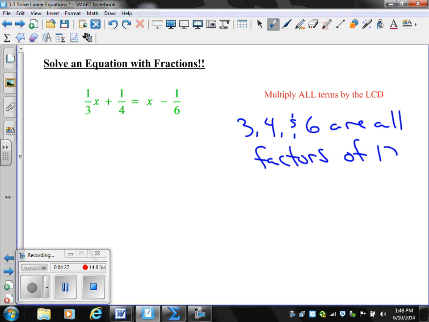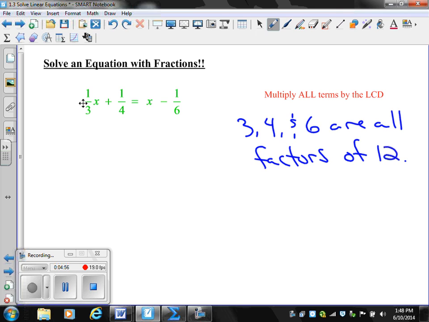So that's certainly a common denominator. If you ended up with saying that 3, 4, and 6 were all factors of 24, that would be okay too. We'd get slightly bigger numbers. So it's not really that big a deal if you just get a common denominator, but you really want to get the least if you can manage it. Okay, so I'm going to multiply all terms by 12.